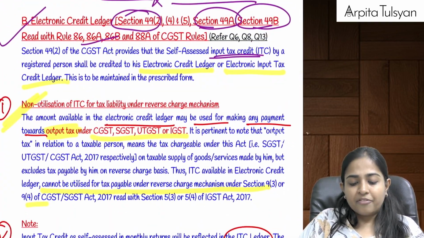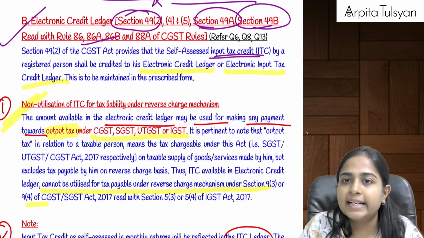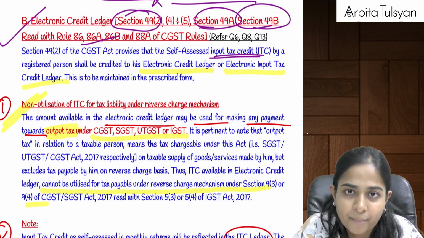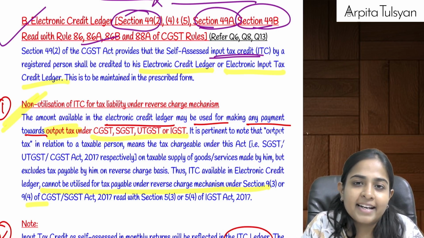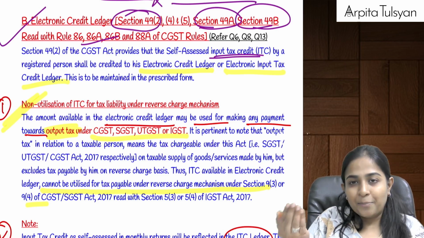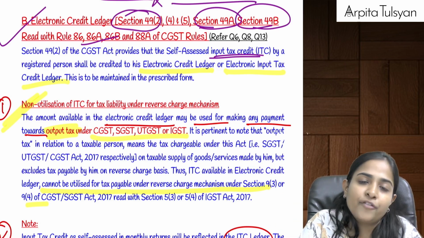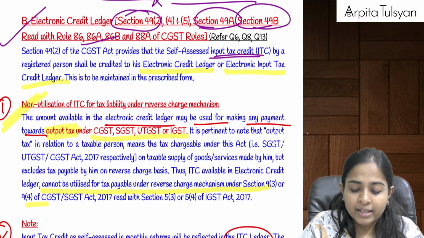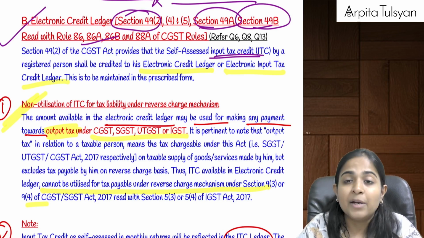Okay. Then after that, going on to the next part, that is the electronic credit ledger. The electronic credit ledger is again a ledger which will be maintained on the GST portal in a particular format. And how does the amount come under the electronic credit ledger? The input tax credit which you have availed on input goods, input services, etc., gets credited to our electronic credit ledger.